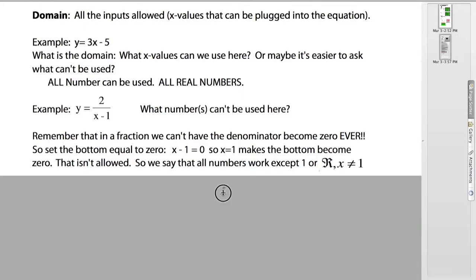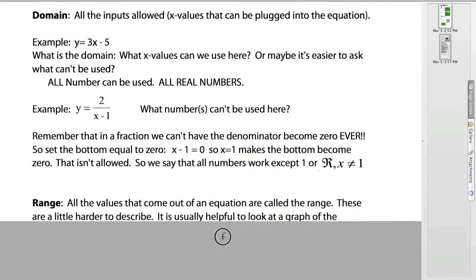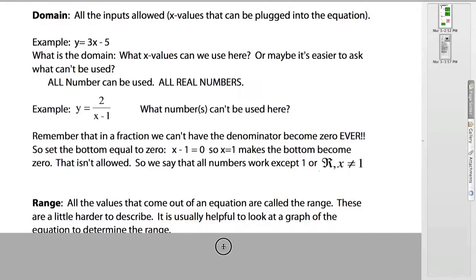Let's talk about domain. We just got through talking about domain. Let's talk about range. This one's a little bit more difficult to figure out. There's not a magic formula where, like last time, if I had a fraction, I could set the bottom equal to 0 and solve.